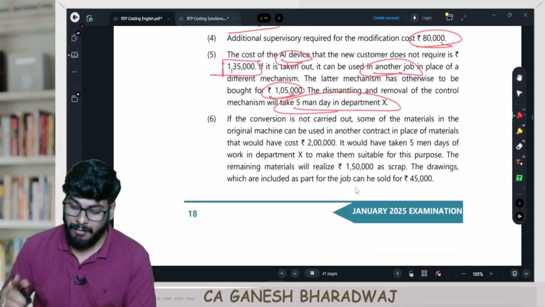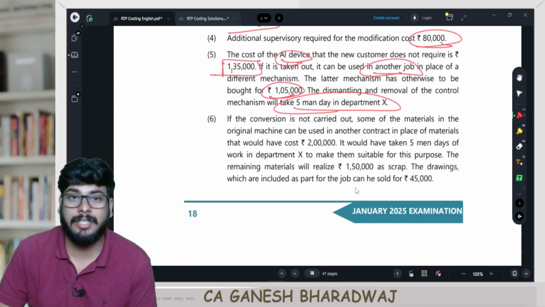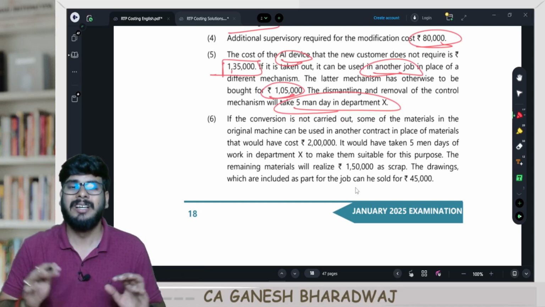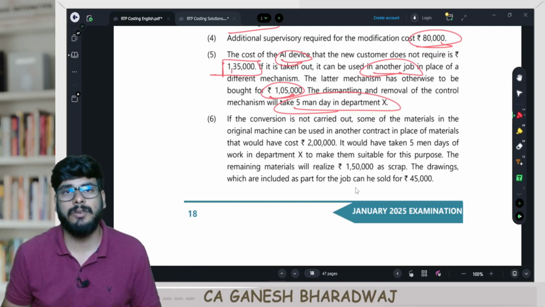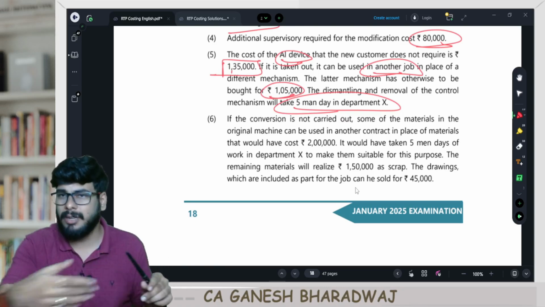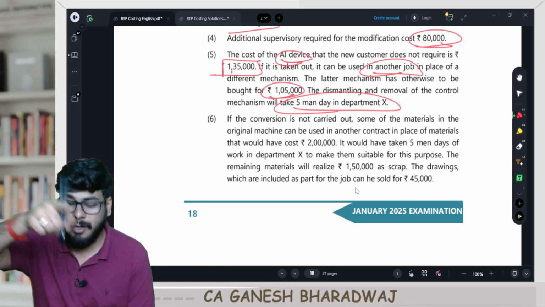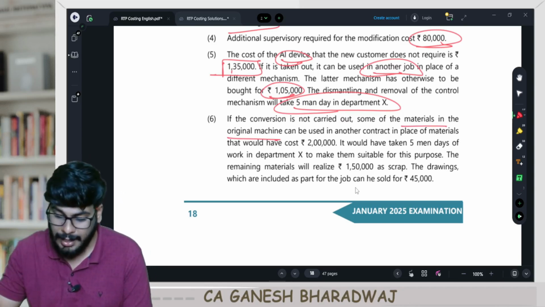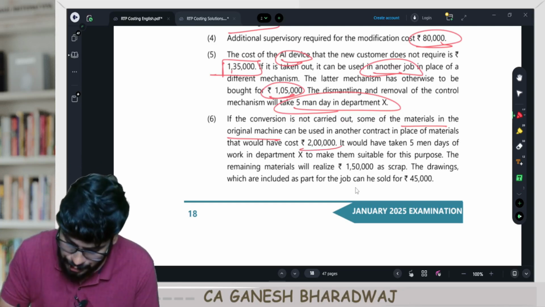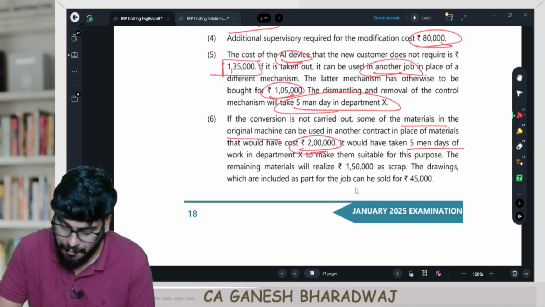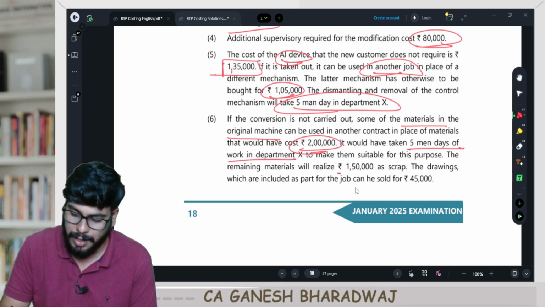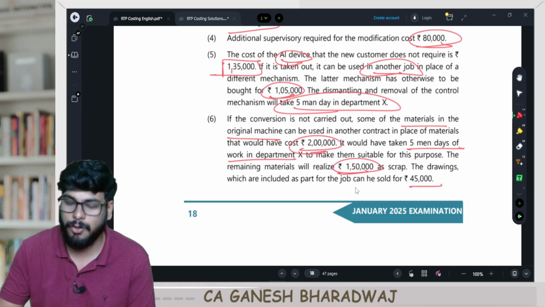Next, if the conversion is not carried out. Because now I found a new customer who is asking for some modifications, suppose this new customer has not come, what will I do? Whatever I have built till now, I will try to dispose of. That is what they are saying. If the conversion is not carried out, some of the materials in the original machine can be used in another contract in place of materials that would have cost 2 lakh rupees. It would have taken 5 man days of work in Department X to make them suitable for this purpose, and the remaining materials will realize 1,50,000 as scrap. The drawings which are included as a part of the job can be sold for rupees 45,000.